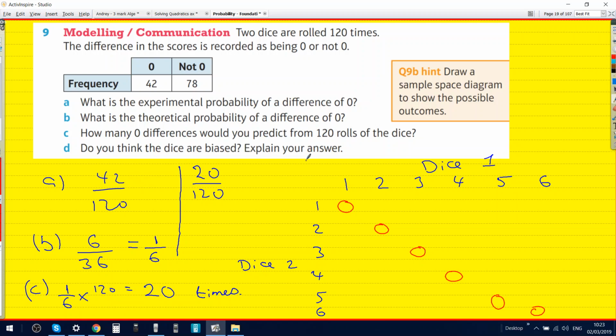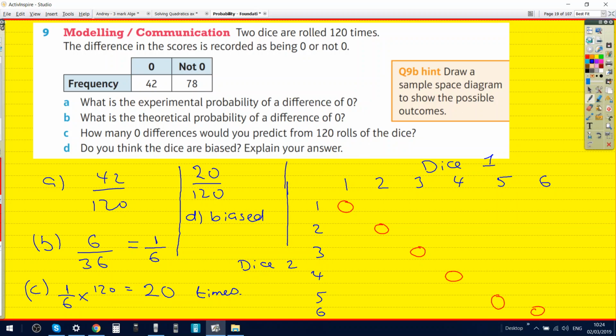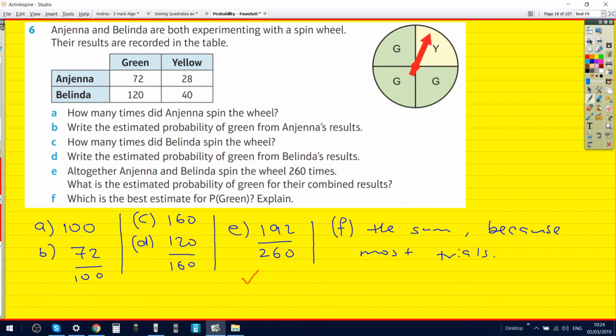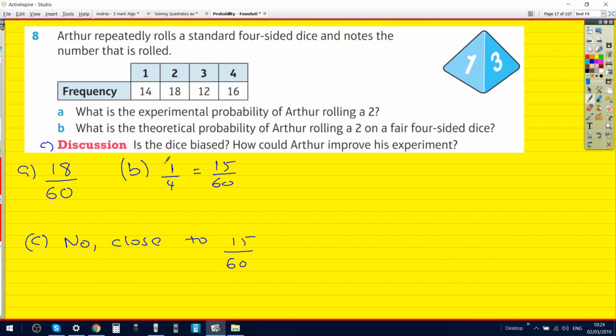Any questions about that? I think I need to explain the biased question again. Let me go back to the simpler one. The experimental probability was 18 out of 60. The theoretical probability, in theory, is a quarter of the time, so 15 times out of 60. Is it biased? No. 18 out of 60 is pretty close to 15 out of 60. It's a bit of a difference, but it's the real world.